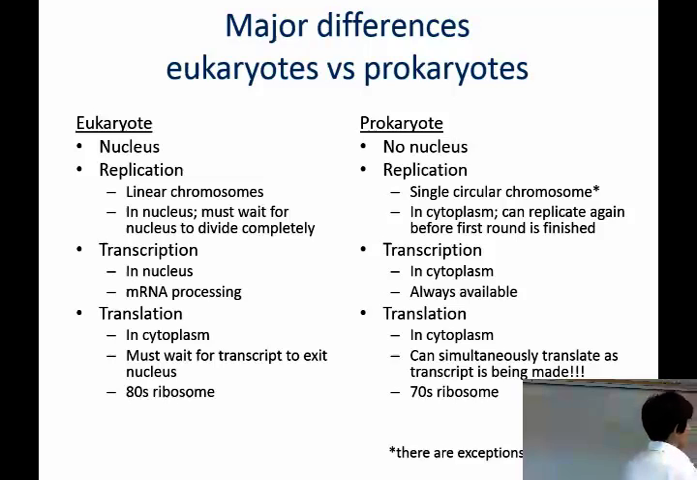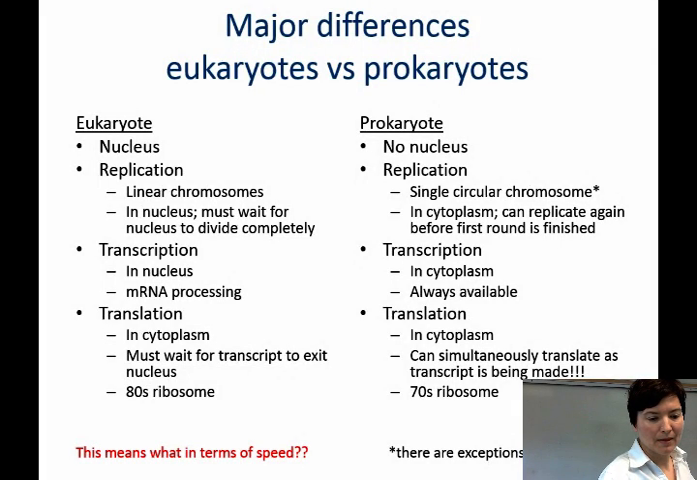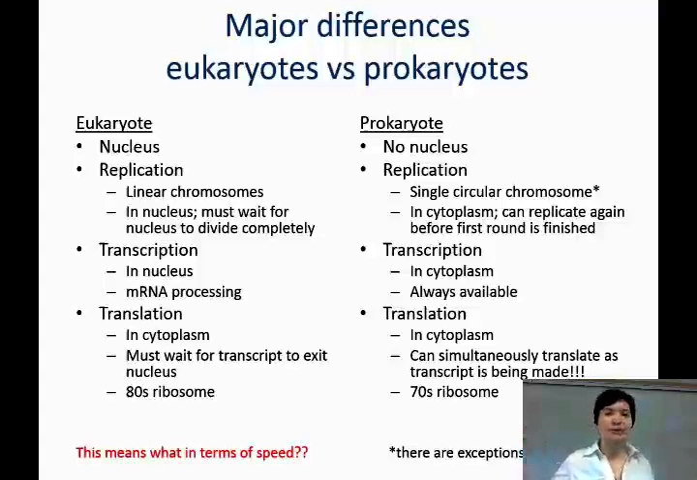And transcription and translation are a little different. So in eukaryotes, transcription happens in the nucleus, and then there's this extra editing step on the message, whereas in prokaryotes, it happens in the cytoplasm. And consequently, translation in eukaryotes is separated from transcription, but in the prokaryotic world, you can have them happening at the same time. And finally, as I have mentioned before, the ribosome is slightly bigger in eukaryotes. So what does this mean in terms of speed? Which one of these cell types is going to be able to go from DNA to finished protein product faster? Prokaryotes, exactly.